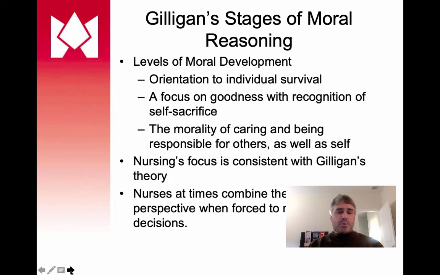But there are times where we may need to take both of these, Gilligan and Kohlberg, and mesh them together when we have to make ethical decisions, right? Sometimes we need to lean towards what's caring and responsible for others, and other times it's just a matter of really doing what's right and that justice.